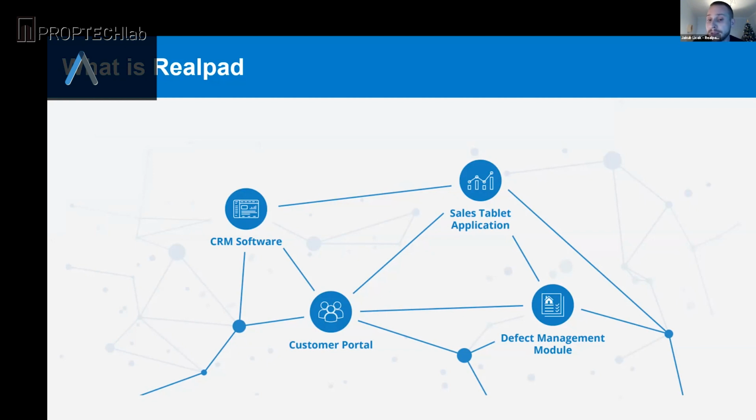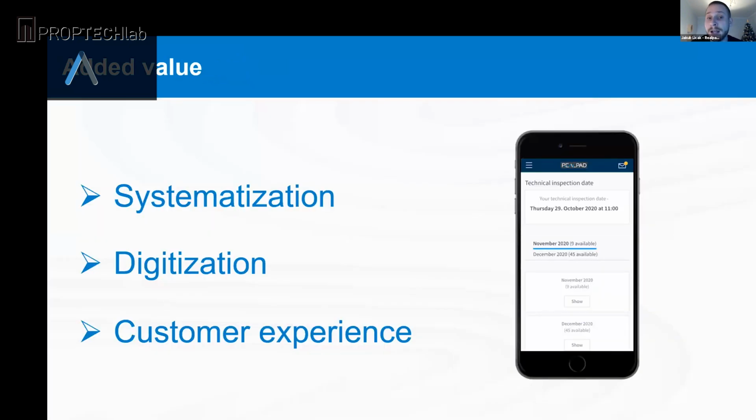And the last thing that I have already mentioned is a defect management module. This is an interface that also covers the general contractor, and that's the place where the information about the defects is changed, solved, the protocols are generated, and it's also a full tool to manage all of that. That was about the software, about the product. The main added value is the systematization of sales processes, digitization, and the customer experience, which I think is the key right now in current times.